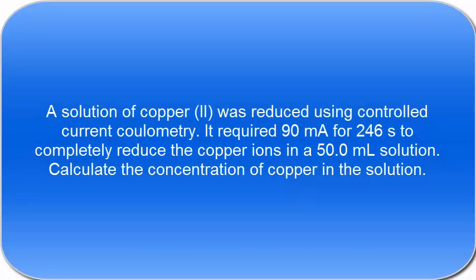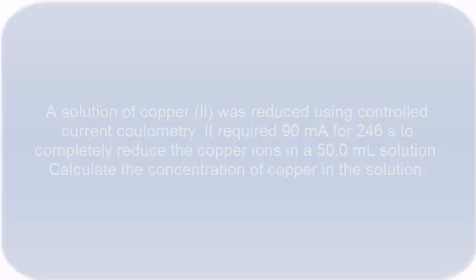In this question we're finding out the concentration of copper 2+. So copper 2+ is our analyte, and we're going to do that by performing electrolysis under controlled current. So it's controlled current coulometry. So we have a solution of copper 2+, we have 2 electrodes in there, and we're going to apply a voltage or a potential to it.